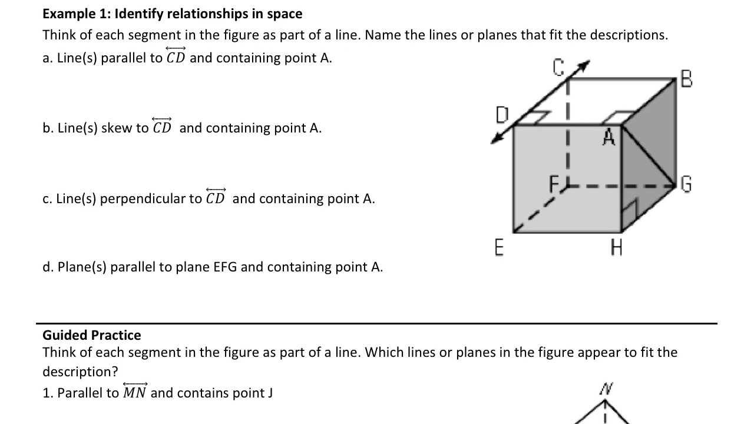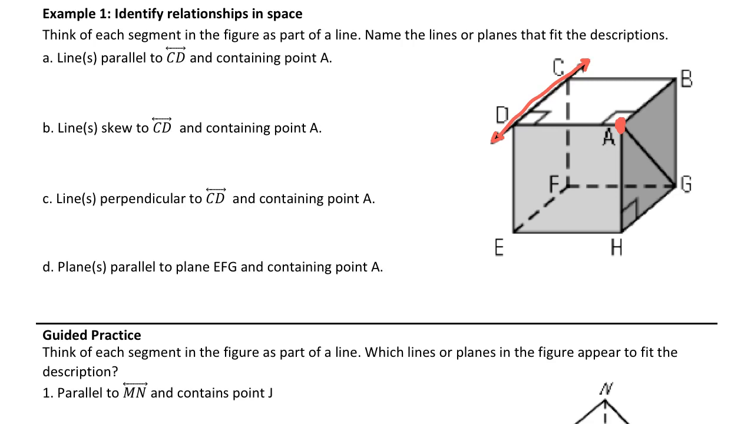So we have what kind of looks like a cube here, and it's got a bunch of different points and lines. So we're going to think of each segment in the figure as part of a line. And we're going to name the lines or planes that fit each of these descriptions. So we're looking at part A. It says we're finding a line or lines parallel to CD and containing point A. So I'm going to trace CD just so we have a reference. Okay. And then I'm going to mark point A.